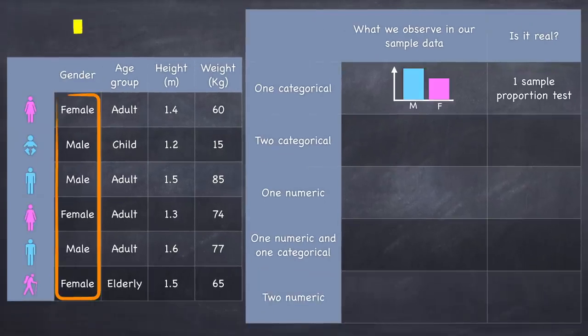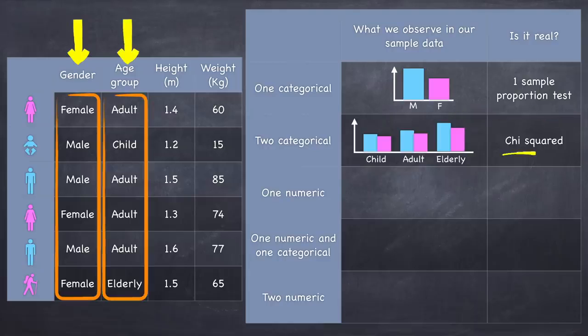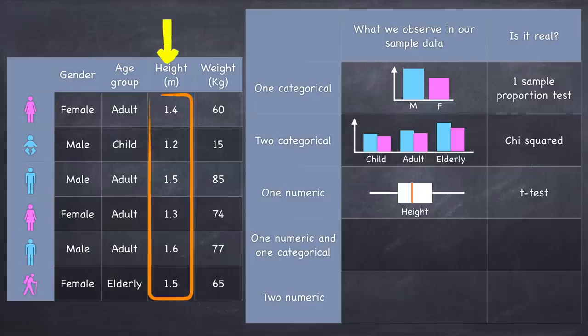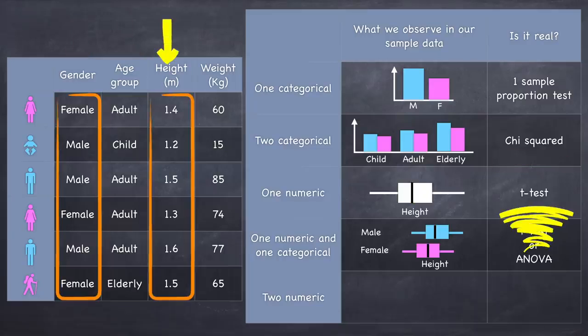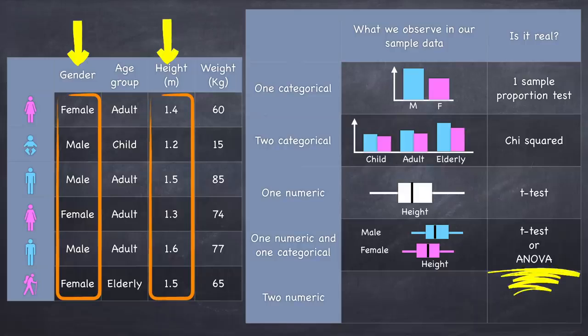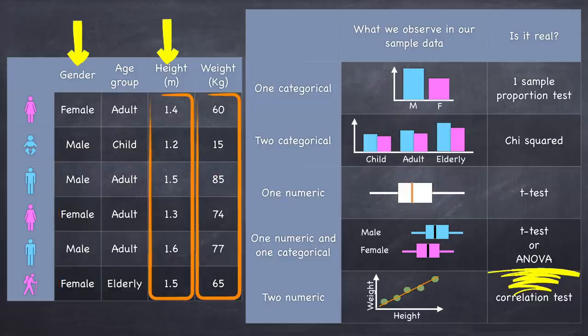So we might look at a single categorical variable like gender, and we could do a one sample proportion test. For two categorical variables, we would do a chi-squared test. For a single numeric variable, we'd do a t-test. If we have a categorical and a numeric variable, we do a t-test, or analysis of variance, or ANOVA, if there are more than two categories in our categorical variable. And for two numeric variables, we do a correlation test.